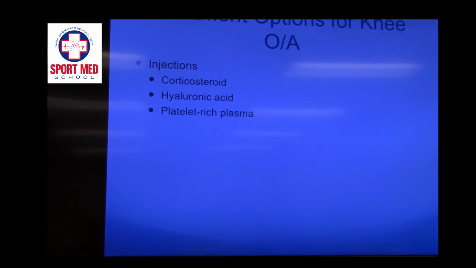And then as we move into more invasive treatments, there's the group of injections, so corticosteroid use, falling out of favor a little bit more now as we learn about the more long-term side effects of repeat corticosteroid injections. Hyaluronic acid, the topic of this presentation, and PRP, platelet-rich plasma.